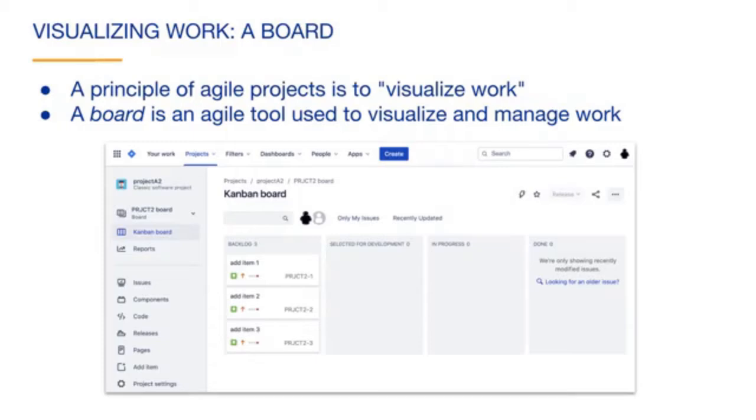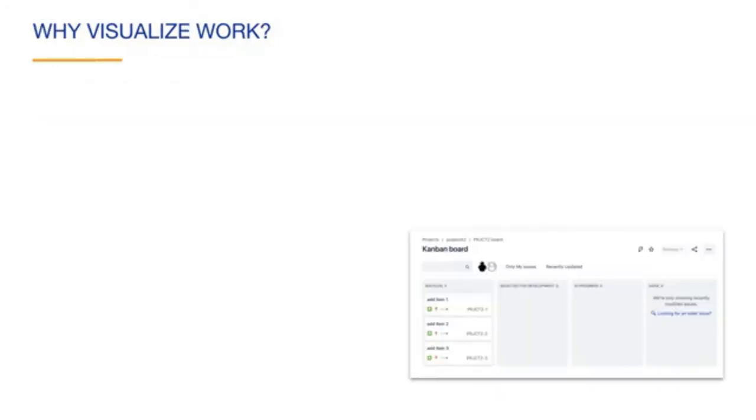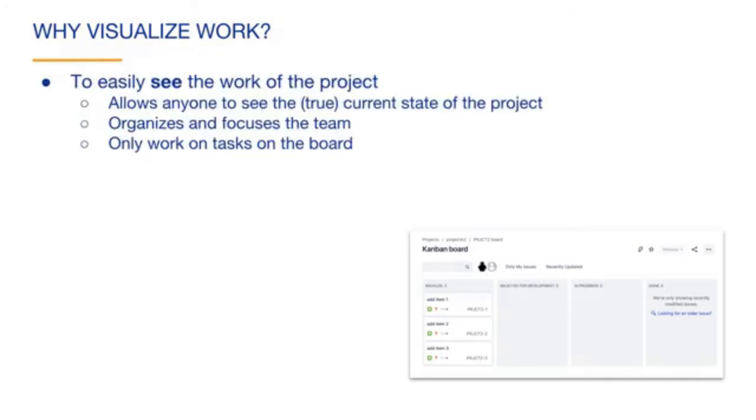Why is visualizing work an important principle of Agile? Like a to-do list, visualizing work with tools such as a board makes things easier, better, and more rewarding. Visualizing work allows everyone to see the current state of the work of the project. With the board, you can easily see which items are done, which items are in progress, and which items have not been started. Boards are very transparent in that they show the true state of the project, not only to the project team, but to any stakeholders who have access to the board.